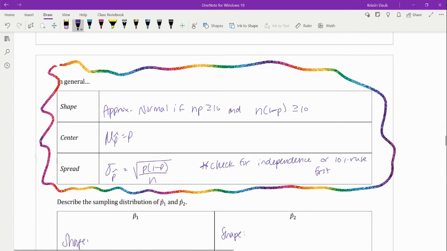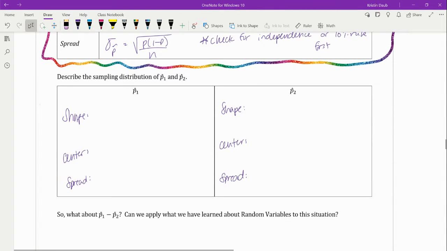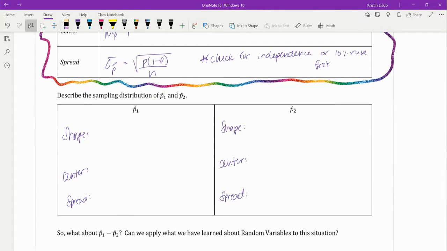So first things first, let's recall what we talked about before. I did put a little box around this. This is what we talked about on the last page. The shape is approximately normal if n times p is greater than or equal to 10, and if n times 1 minus p is greater than or equal to 10. There's the formulas for center and spread. And so what I'm going to ask you to do is to describe the shape, the center, and the spread of just P1 hat and P2 hat. So we can take exactly what we talked about before, and we're just applying it twice to both of these two sampling distributions. So you might have to switch back and forth a little bit between your two pages.